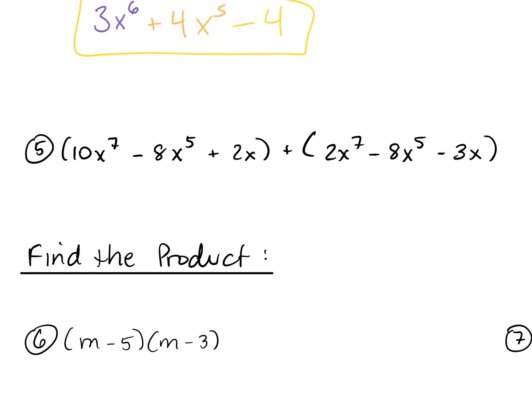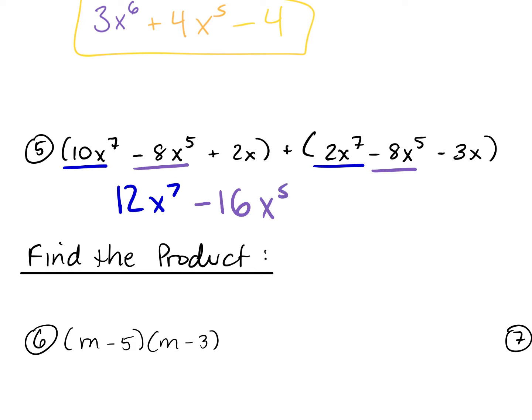Let's take a look at number 5. So I'm adding here. What should I do first? So combine our like terms. So 10x to the 7th power plus 2x to the 7th power would be 12x to the 7th power. Then negative 8x to the 5th power minus 8x to the 5th power. Perfect. Negative 16x to the 5th power.